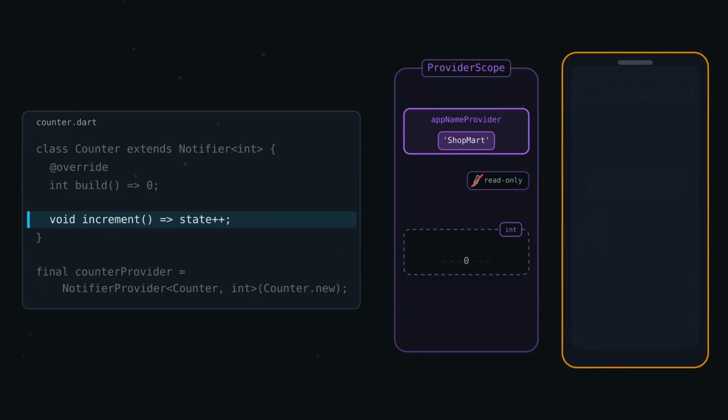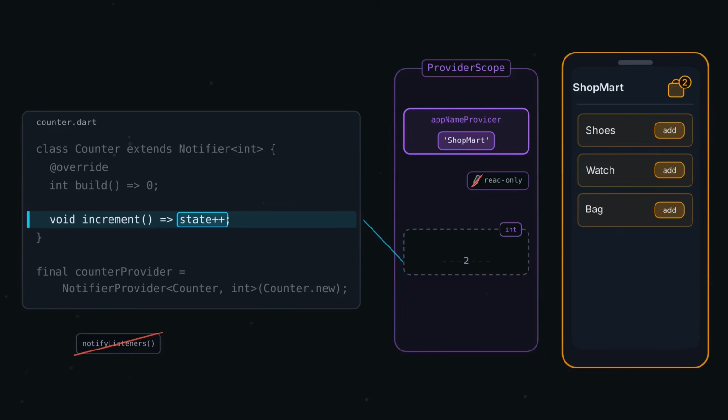Now the interesting part, increment. Inside a Notifier, state is a special property. Read state and you get the current value. Assign state and Riverpod notifies every widget that is watching, automatically. One condition, and it matters later: if the new value equals the old one, nobody is notified. That is the whole update mechanism. Assignment. No notify method to call, no controller, no setState.